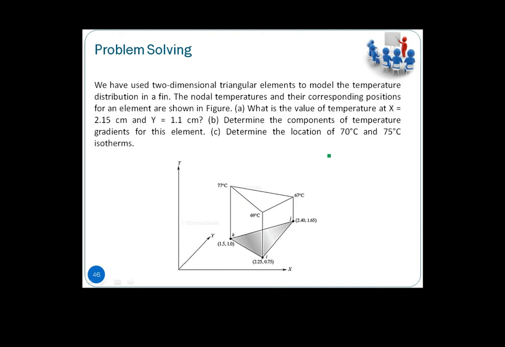So if you have a problem like this, making use of linear triangular elements, given the nodal temperatures and the positions of the nodes, you are asked to determine, when X equals 2.15 and Y equals 1.1, where X and Y are global coordinates, what the temperature value is. And also determine the components of the temperature gradients. If you still remember in your test or assessment, we were talking about the gradients.